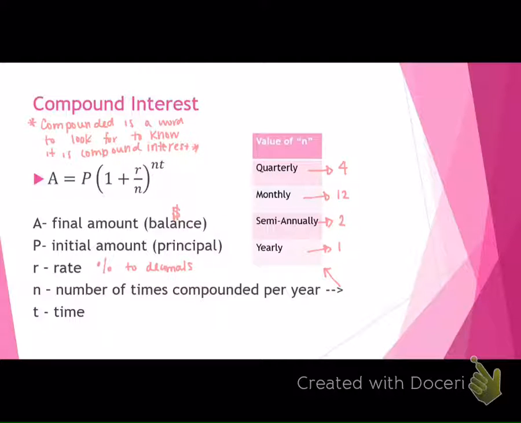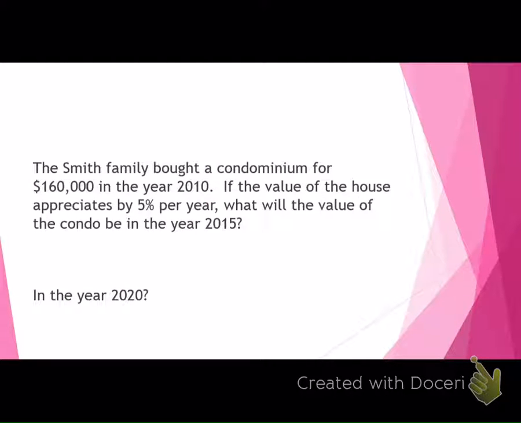All right, so let's read through the first word problem together. The Smith family bought a condominium for $160,000 in the year 2010. If the value of the house appreciates by 5% per year, what will the value of the condo be in the year 2015? Okay, so you have 3 options: growth, decay, or compound interest. Sarah, what do you think this one is and why?